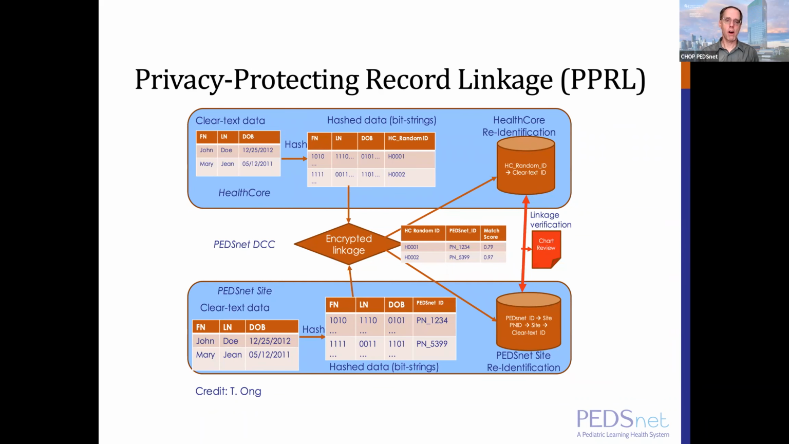All right, I want to pause and just talk a little bit about the process of linkage, because this is a critical element of many studies. So we spent a lot of time in the previous slides talking about how we set up data without a lot of identifiers in it in order to reduce the privacy risk to individuals.